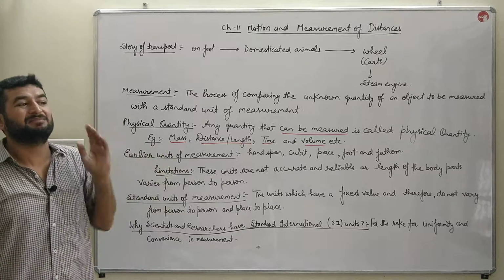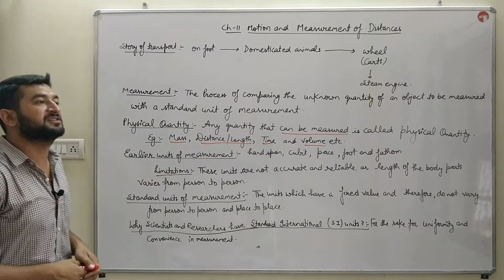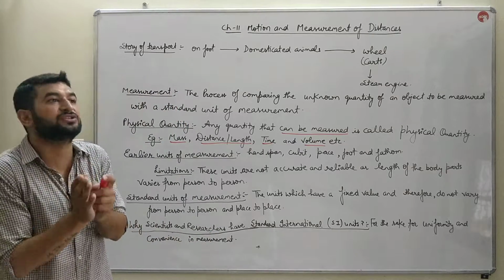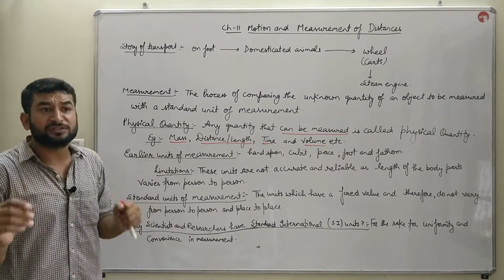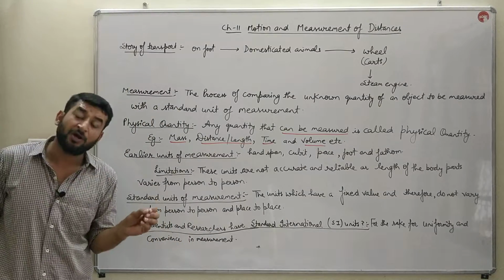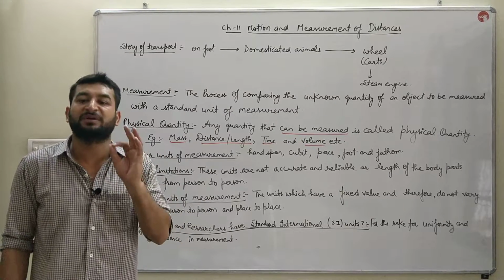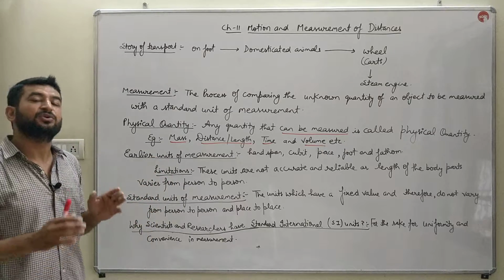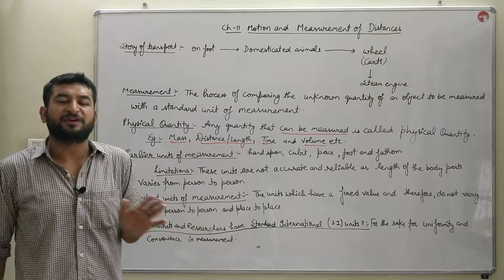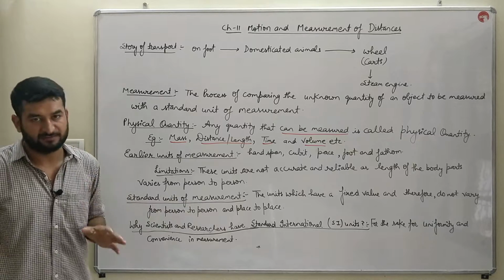So to make that stable, constant, fixed and regular, we discovered certain standard international units. The standard units of measurement. The units of measurement which are fixed and do not vary from person to person or place to place are known as standard units of measurement. The units which will remain fixed for every person, for every place, are known as standard units of measurement.